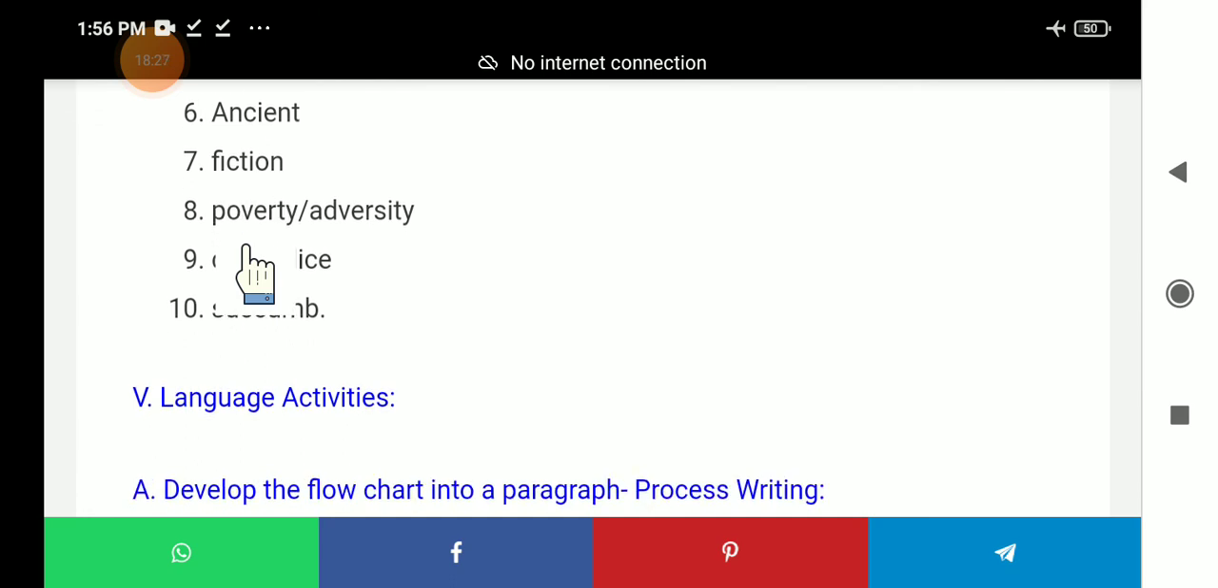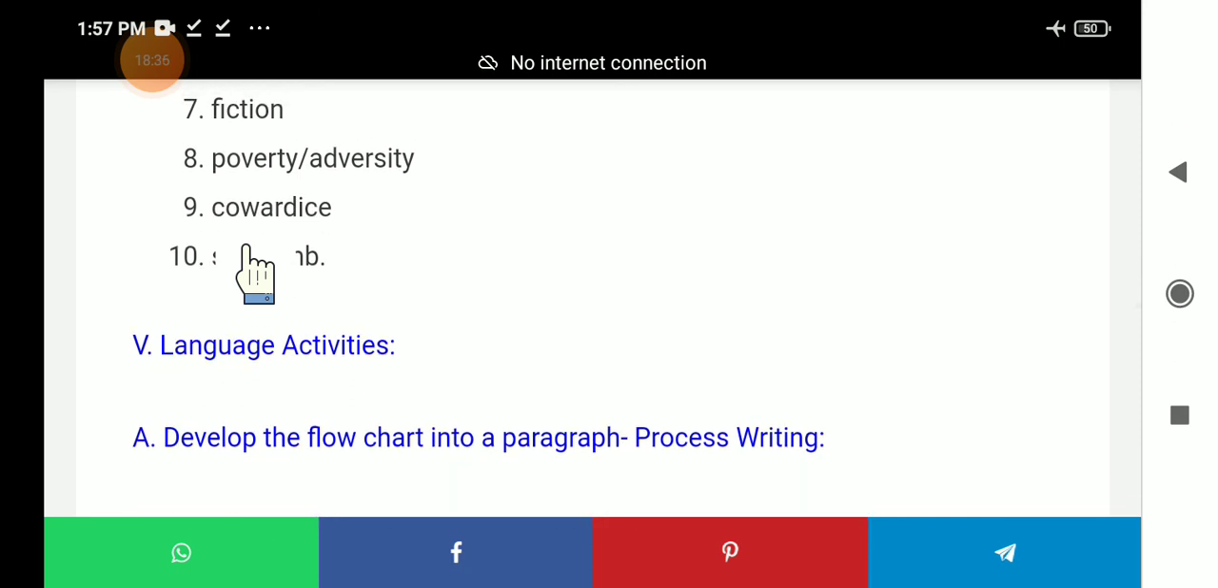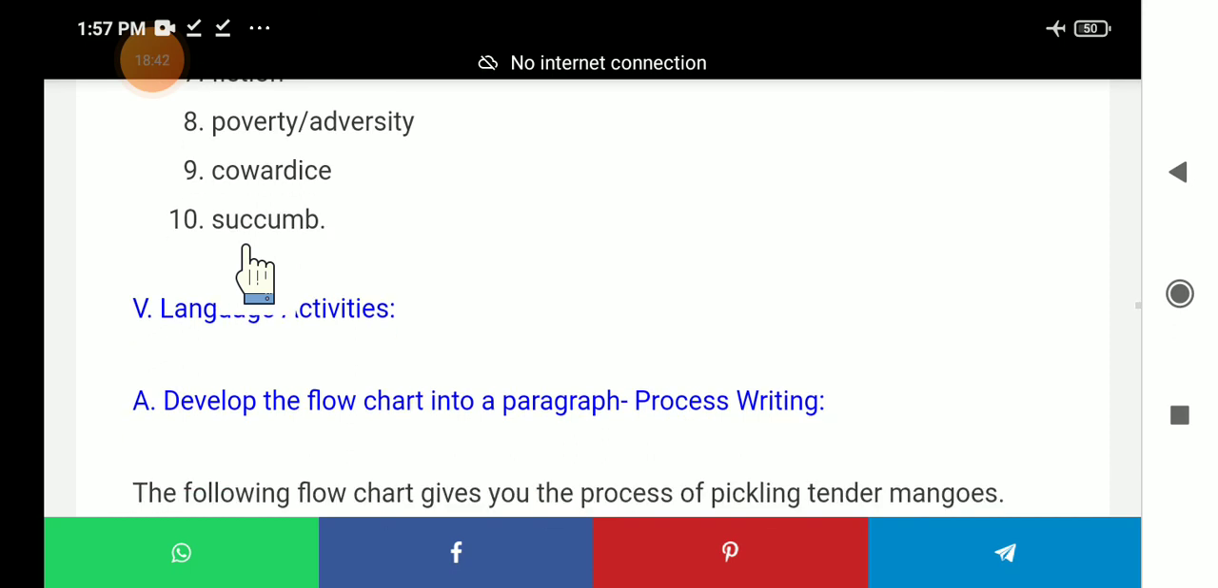Eighth: the joy in the newfound prosperity made them forget their days of poverty. Prosperity's opposite is poverty or adversity. Ninth: when he saw her courage he felt ashamed of his own, so the opposite of courage is cowardice. Tenth: we need to overcome our temptation, not succumb to it. The opposite of overcome is succumb. So this is all about the exercises portion of your textbook.